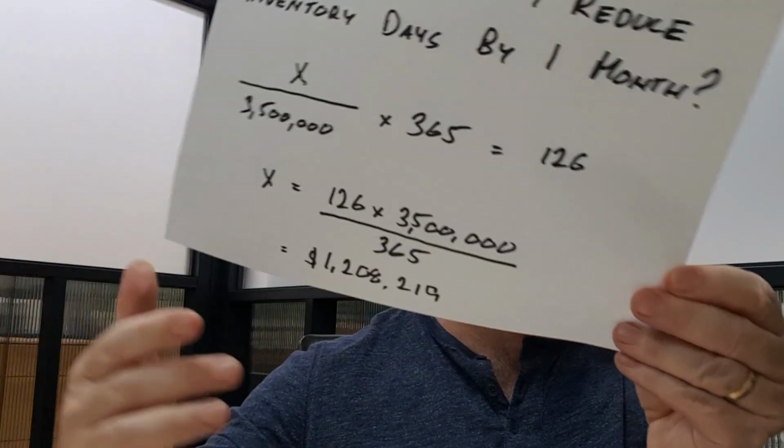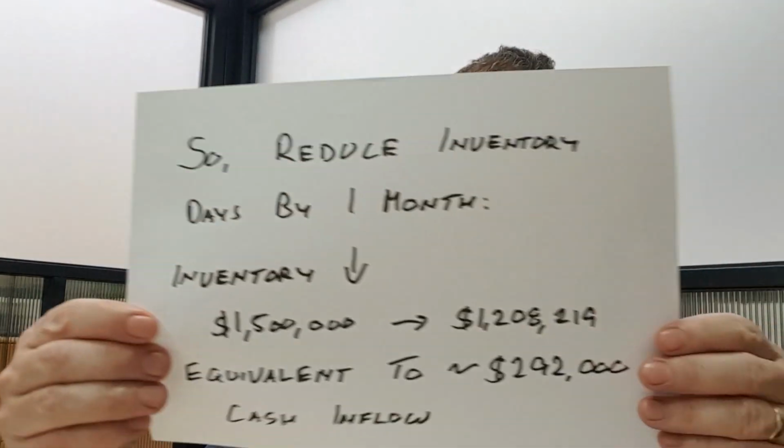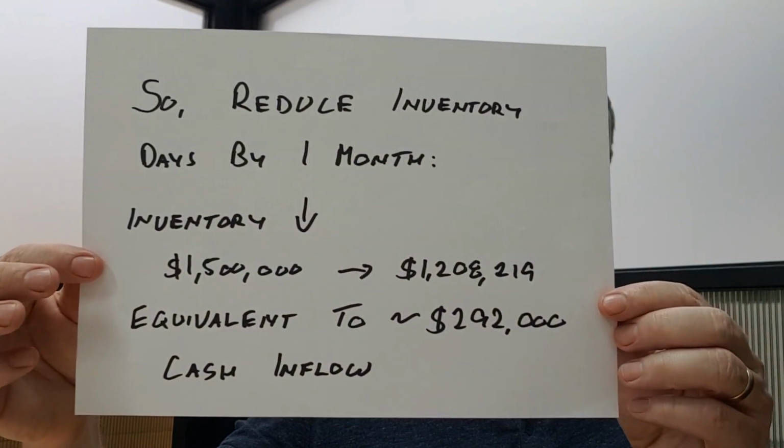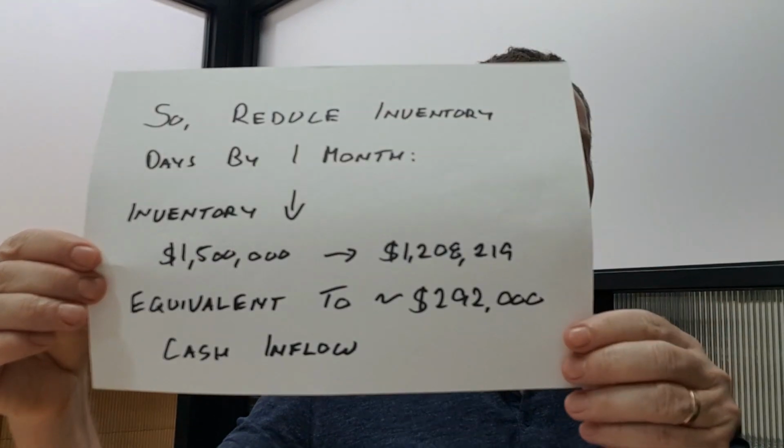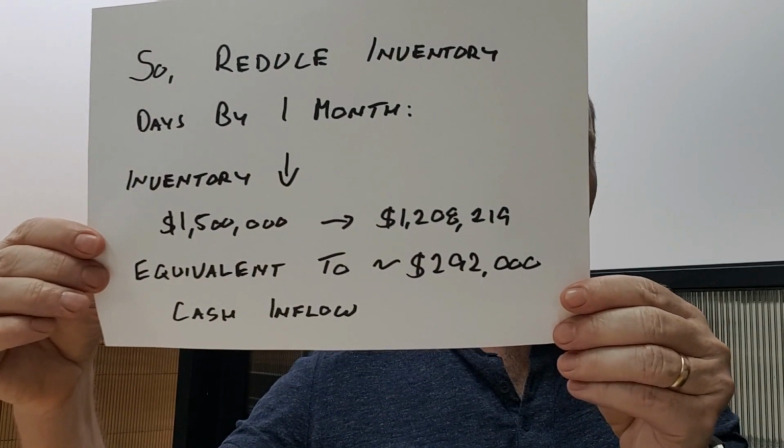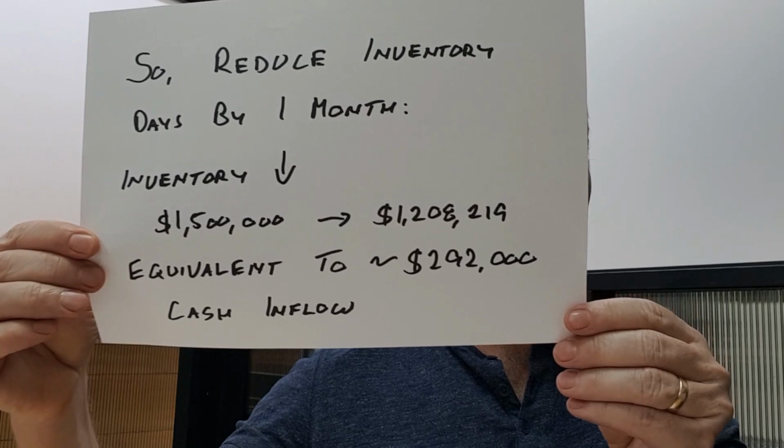Now, if you remember my last video, you'll know that when assets reduce, it's equivalent to cash coming into the business. So, if I can reduce my stock level by a month, if I can increase its speed of turnover by a month, then my inventory will reduce from 1.5 to 1.21 million, pretty much the equivalent of $290,000 coming into my business. I reckon I'd be pretty happy if I could do that.